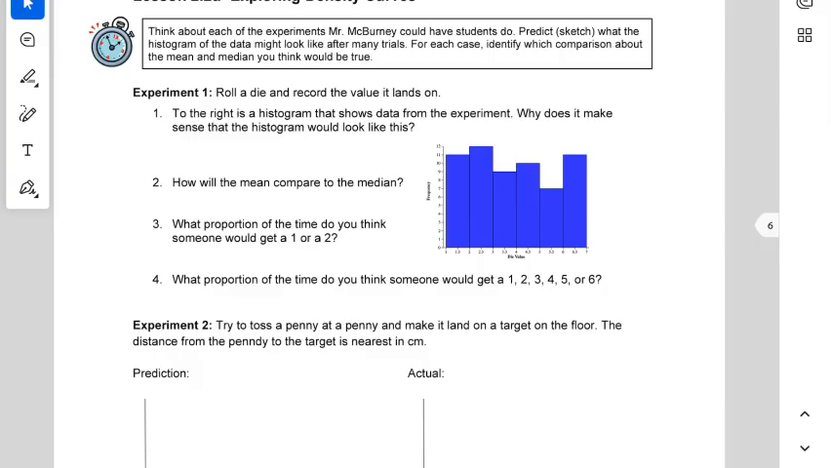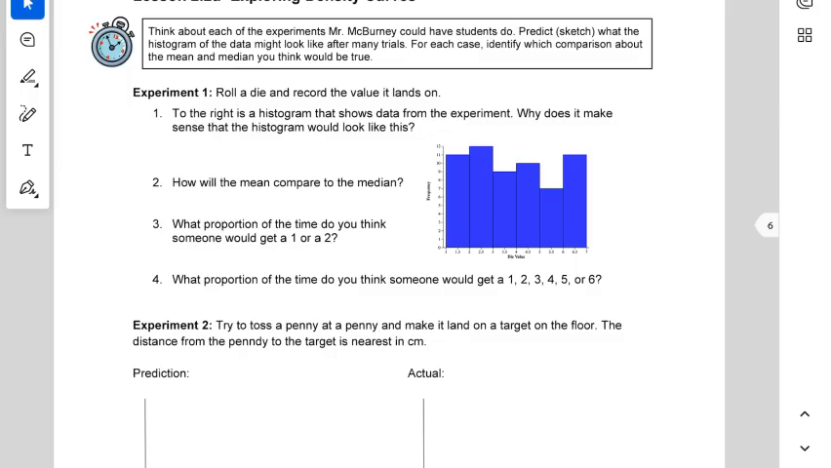Let's look at 2.2a, exploring density curves. Think about each of the experiments Mr. McBurney could have students do. Predict or sketch what the histogram of the data might look like after many trials. For each case, identify which comparison about the mean and median you think would be true.